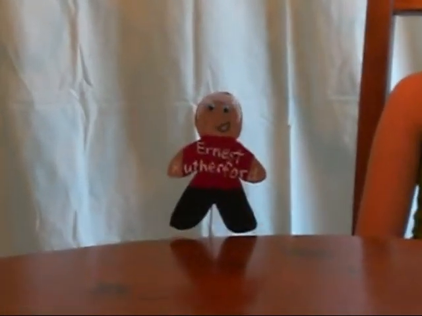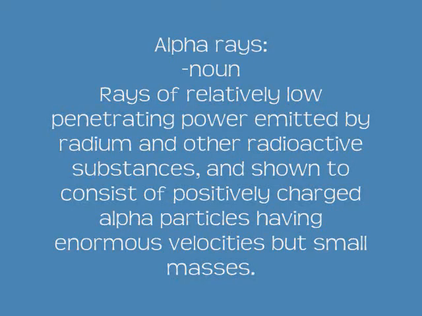Our next guest is Ernest Rutherford. Ernest, you were a physicist. How did you become involved in the atomic theory? Well, I ventured into chemistry. And what did you discover? I experimented with alpha rays and I put these alpha rays into a chamber.